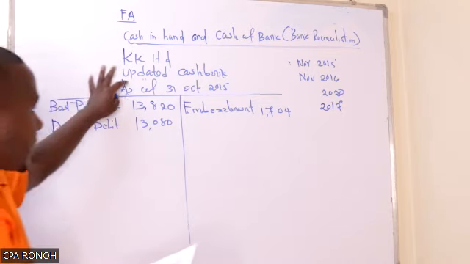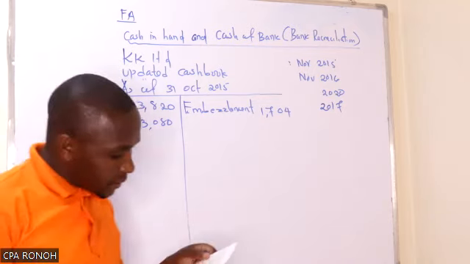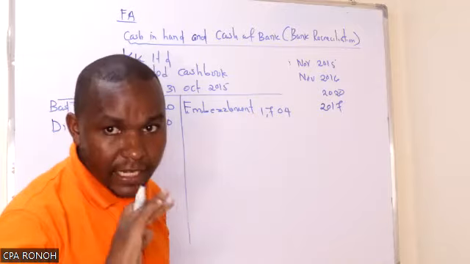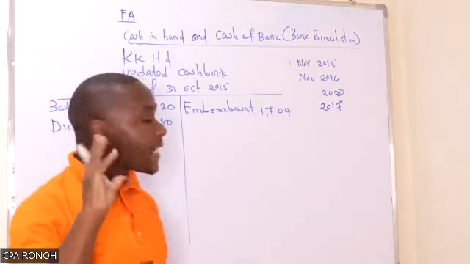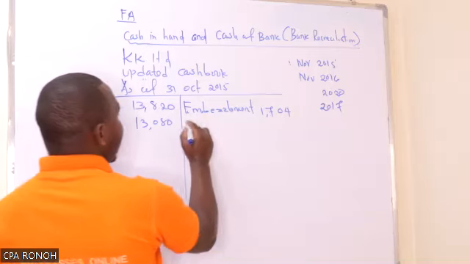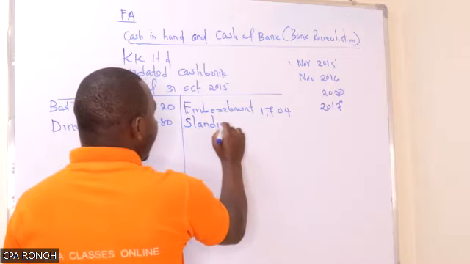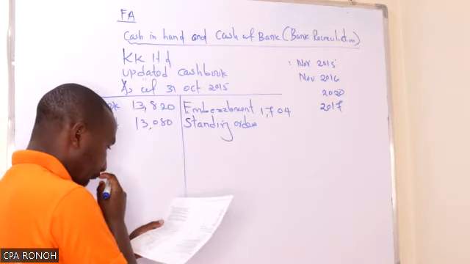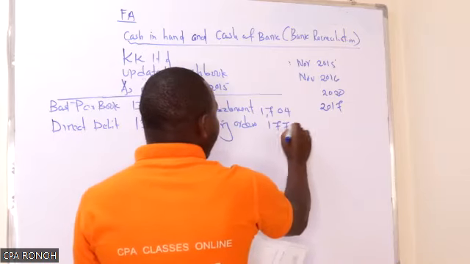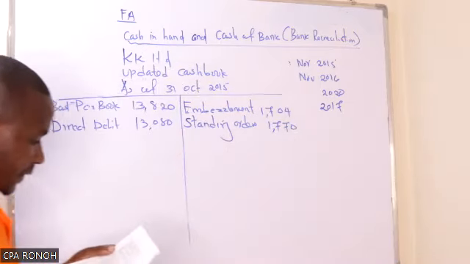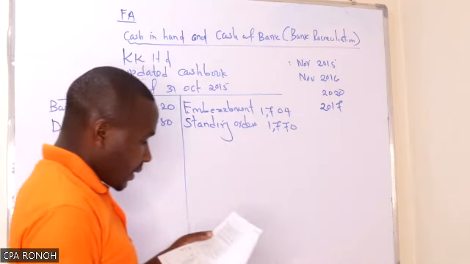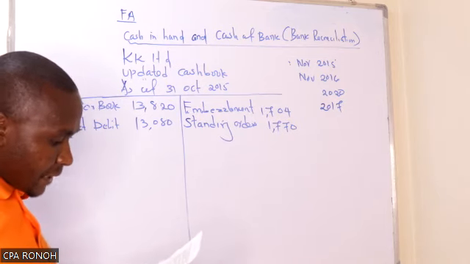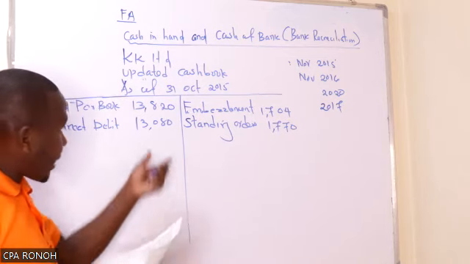Note number 4, uncredited check: we don't update our cash book for it. Standing orders: anytime you see standing orders, don't even think twice, just bring it direct as a credit. That is standing orders, 7,770. If you see standing orders or bank charges, don't even try to figure it out. So note number 6 is unpresented check. That one will not affect our cash book.